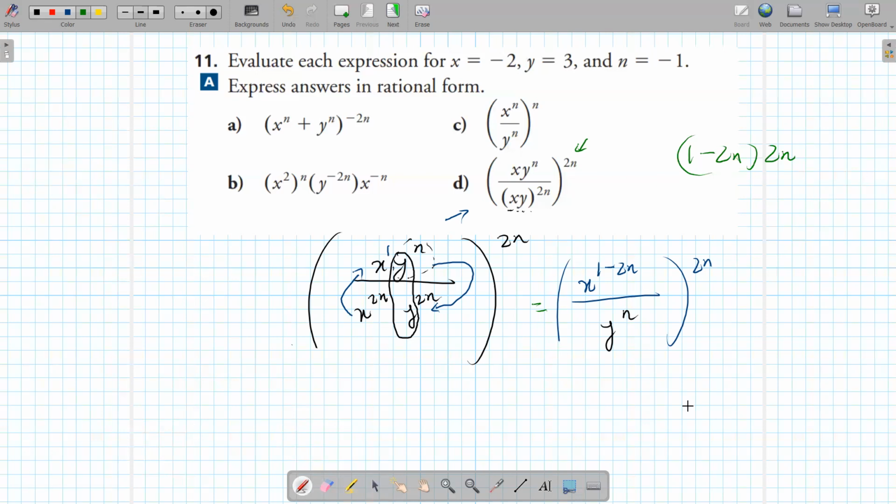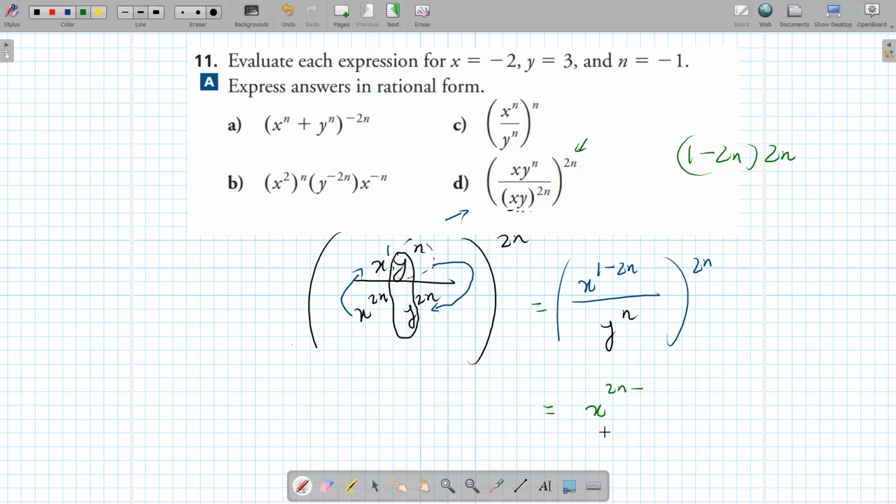Does the 2n apply to everything? It does. 2n minus 4n. It's not 4n, try again. You're not adding them. It'd be 4n if you added them. You're multiplying them.